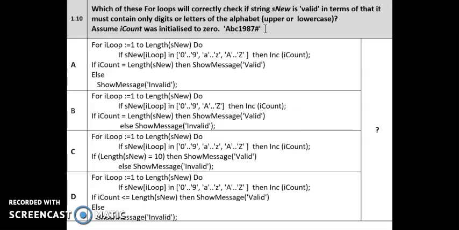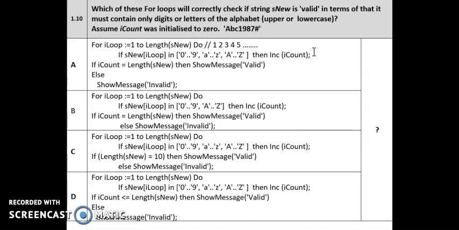Okay, let's check this one. 1 to the length of the string. Let's say that was our string, so we would go 1, 2, 3, 4, 5, 6, 7, 8. In other words, we would look at all our individual characters, however long the string happens to be. It's looking at each individual character, and it's checking if it's either in 0 to 9, a to z, or capital A to Z, and it increments the count. So it looks like it's doing the checking.